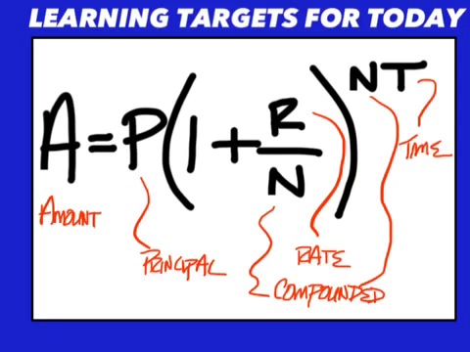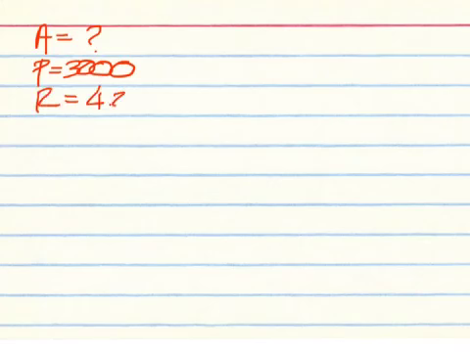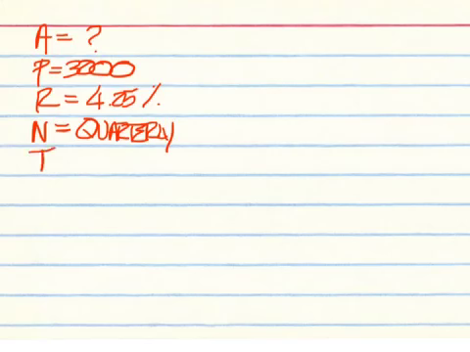Okay, so we'll look at the first example. In this example, you don't know the amount, so it's going to be a straightforward problem. Nothing to solve for except basic calculations, and you get an answer. So A we don't know, and the principal is going to be 3,000. And the rate is 4.25%. It will be compounded quarterly. And the amount of time we're looking at will be 10 years.